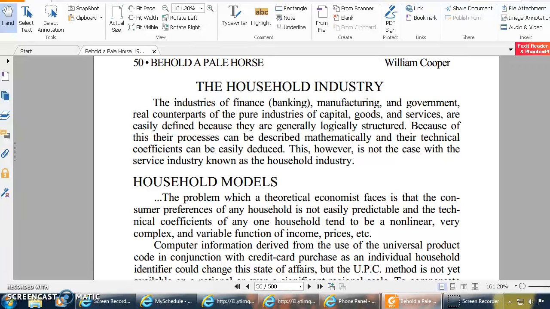Page 50. The household industry. The industries of finance, banking, manufacturing, and government, real counterparts of the pure industries of capital goods and services, are easily defined because they are generally logically structured. Because of this, their processes can be described mathematically and their technical coefficients can be easily deduced. This, however, is not the case with the service industry, known as the household industry.